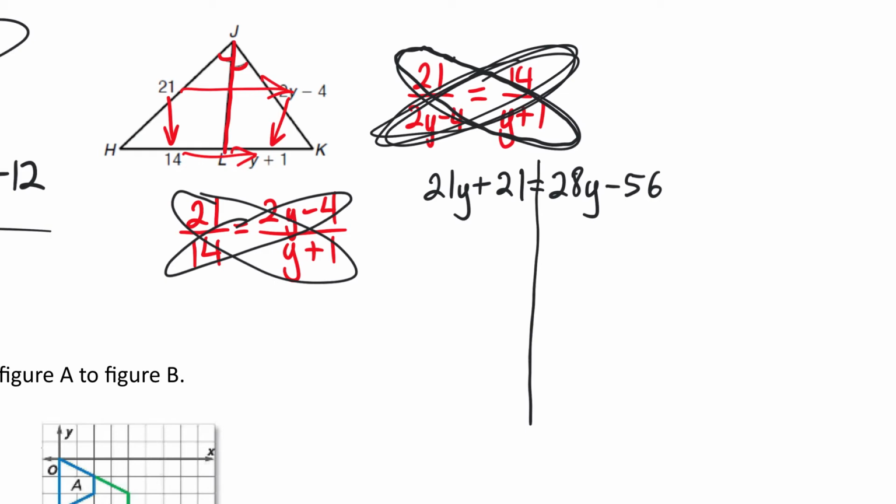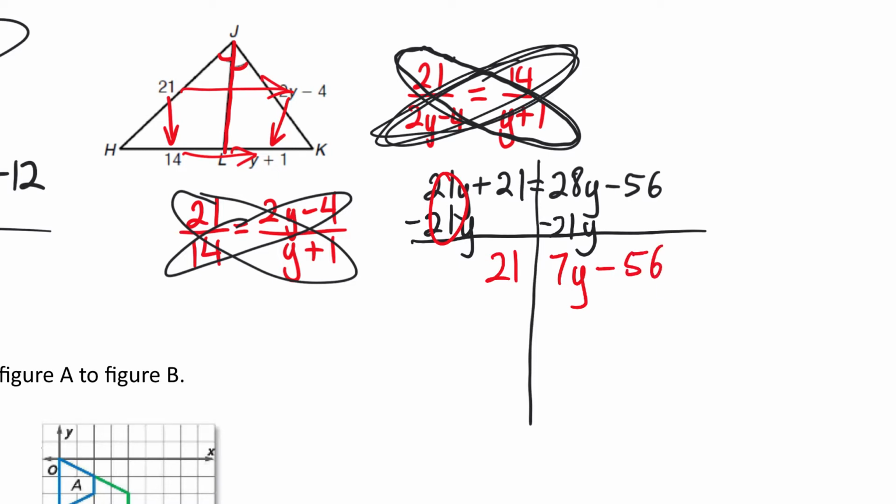All right, now, we're solving for y, so I need to get all my y's together first. So what I would do is I would take 21y from both sides. And the reason I'm doing that is over here on the left-hand side, if you have 21y's and you take 21y's away, that leaves you with 0 y's. Then over here you're going to have 7y's. Here you still have 21, and here you still have the minus 56.